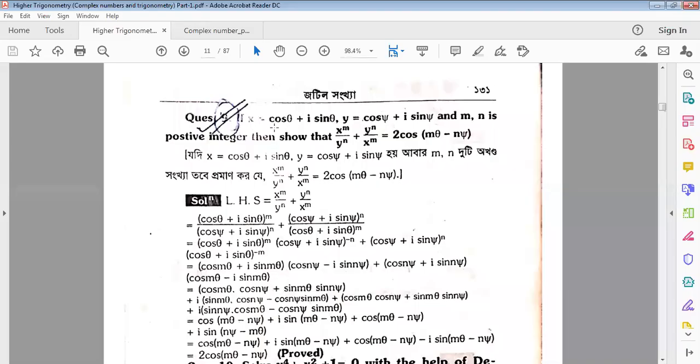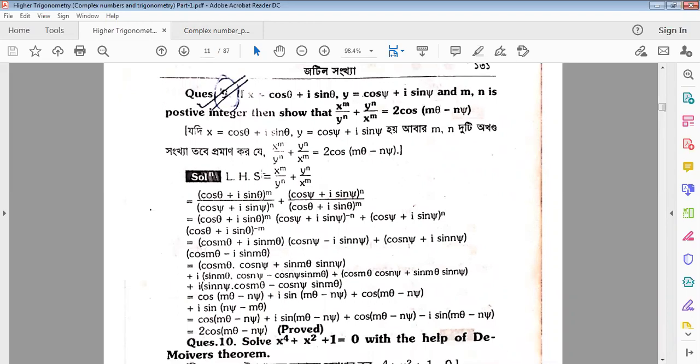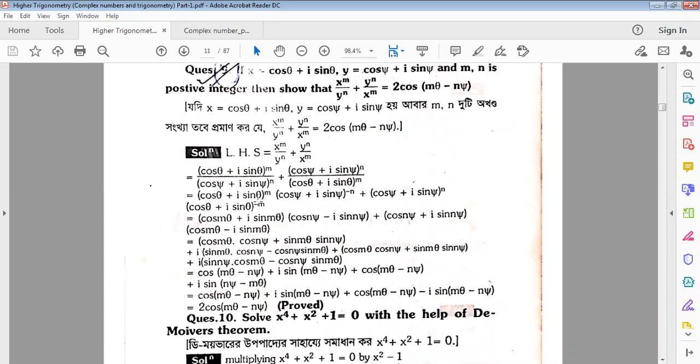If x equals cos theta plus i sin theta and y equals cos psi plus i sin psi, and m, n are positive integers, then show that this equals this. Now the left hand side: x to the power m divided by y to the power n plus y to the power n divided by x to the power m. Just putting the values of x and y, we get this one.